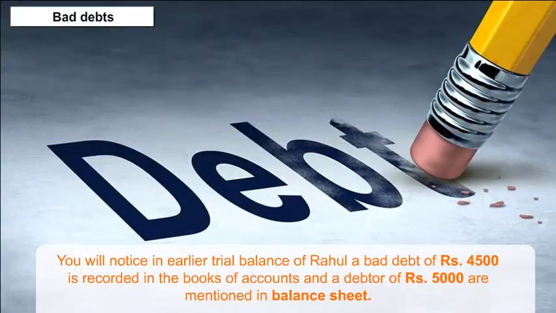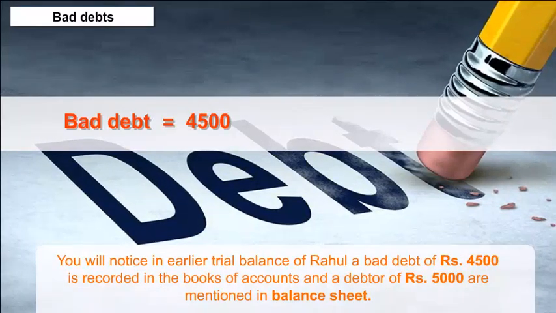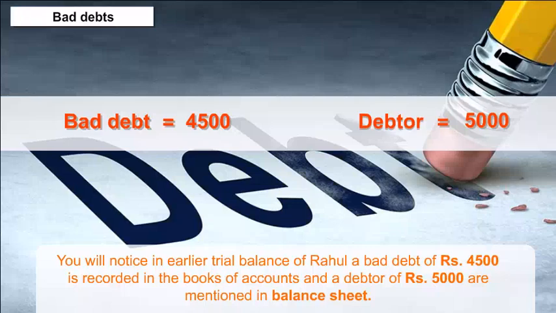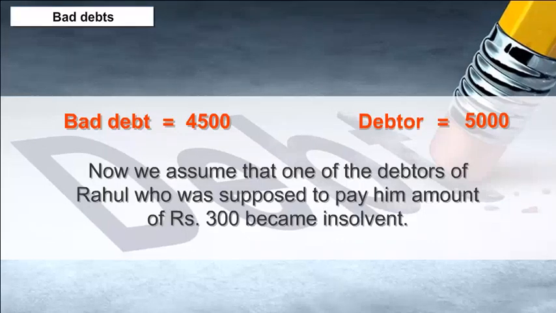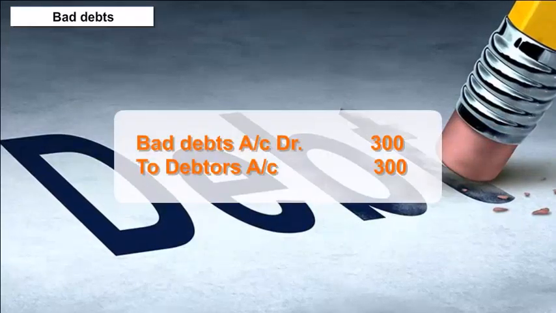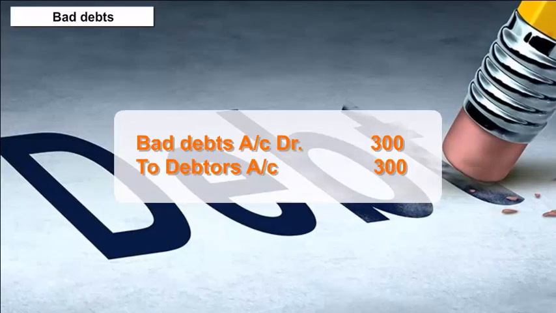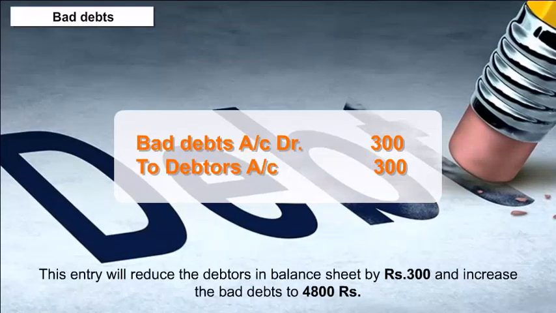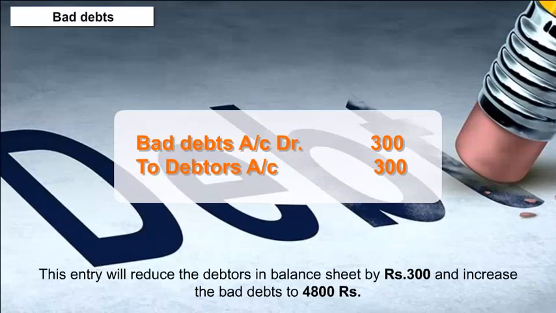You will notice in the earlier trial balance of Rahul, a bad debt of 4,500 rupees is recorded in the books of accounts and debtors of 5,000 rupees are mentioned in the balance sheet. Now we assume that one of the debtors of Rahul who was supposed to pay him the amount of 300 rupees became insolvent. So the adjustment entry will be done as follows: Bad debt account debited 300 to debtors account 300. This entry will reduce the debtors in the balance sheet by 300 rupees and increase the bad debts to 4,800 rupees.